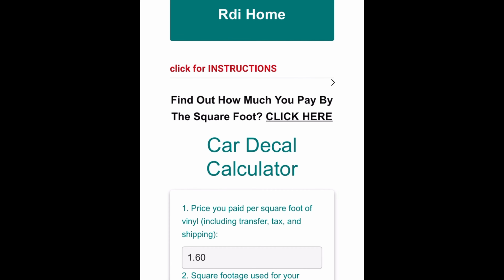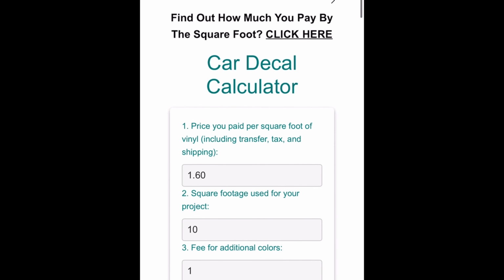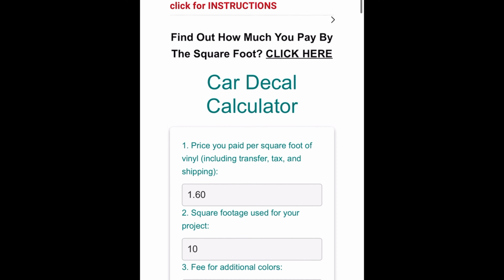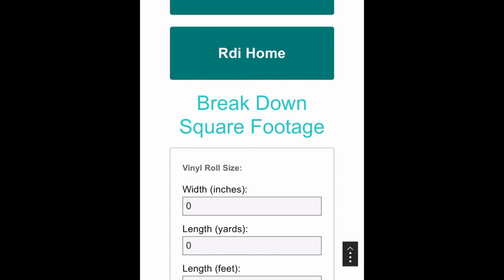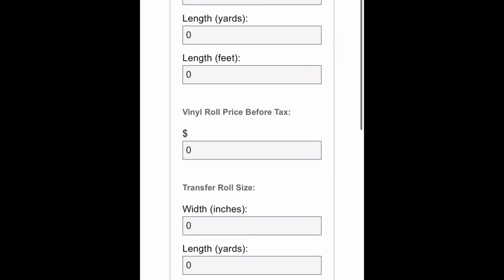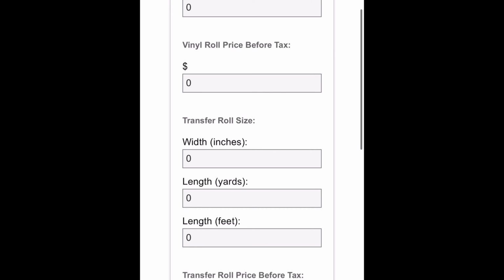Now, here there's another calculator because of the first two questions people struggle with a lot. A lot of people don't have a clue how much they're paying for every square foot of vinyl material, whatever the provider is. And number two, they don't know how to break down square footage, and that is why here where it says find out how much you pay by the square foot, we have two calculators that will help you with those two first questions.